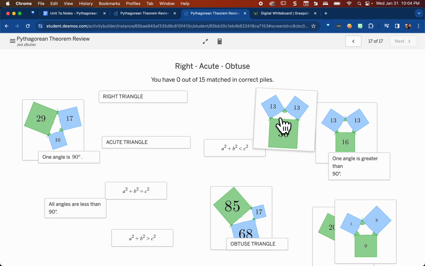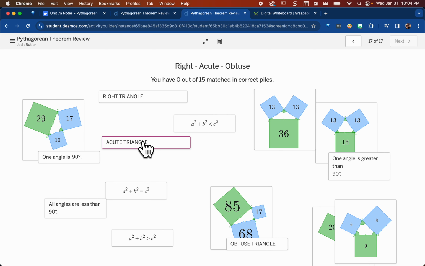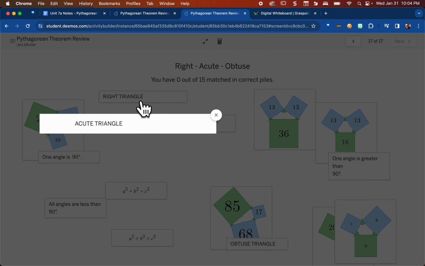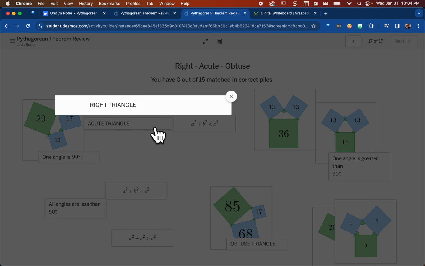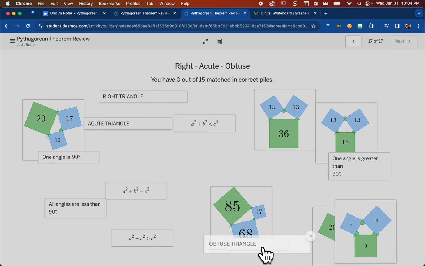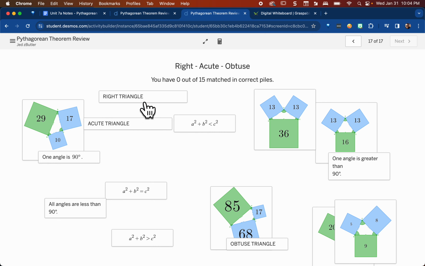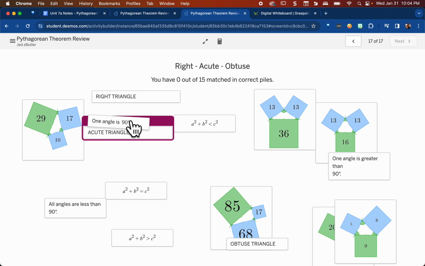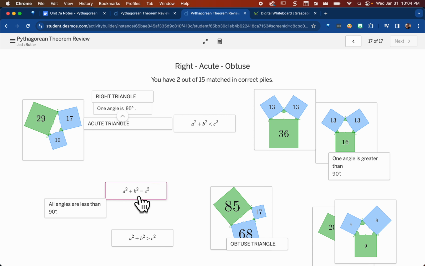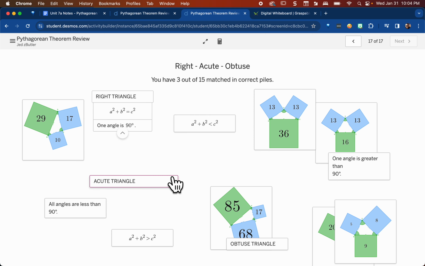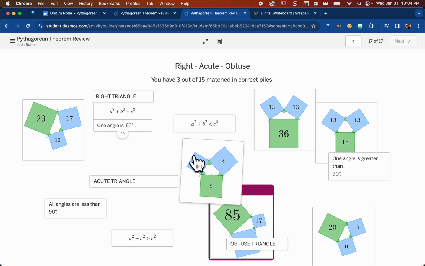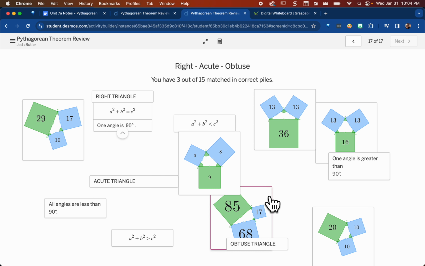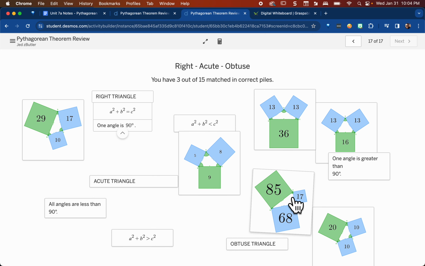Okay, now this final one. Hopefully you're starting to get a little bit more of an idea here, but the notes will help with this too. We have 3 groups that we're going to sort into: either right triangle, acute triangle, or obtuse triangle. So a right triangle is going to have an angle that's 90. The 2 smaller squares add up to the third one for c squared. And so that means our 2 blue squares are going to add up to the green square. Let's see which ones do that.